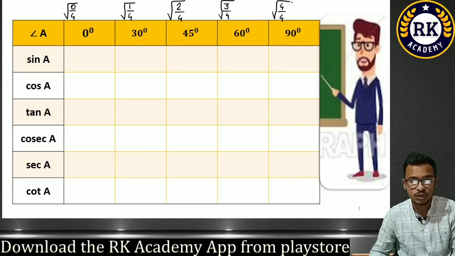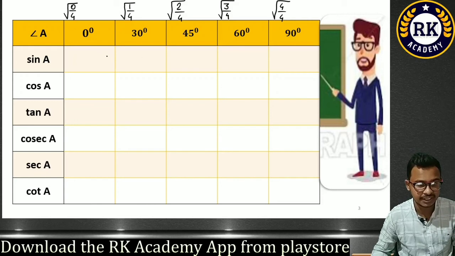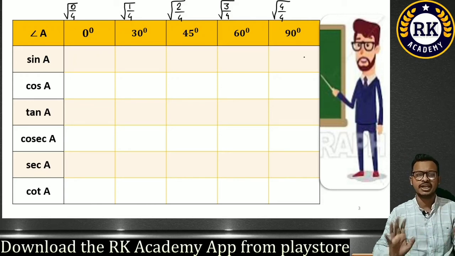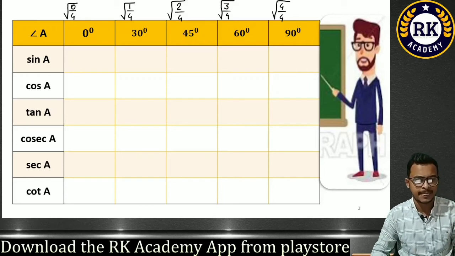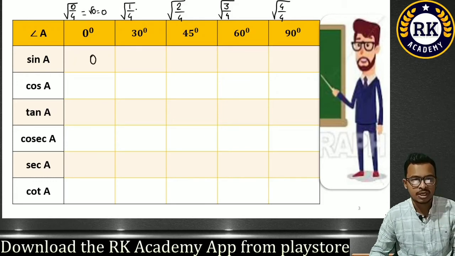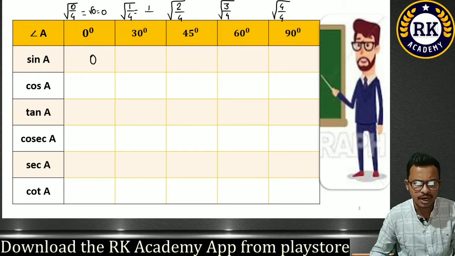And whatever values you get for students will be filled in this column. Okay, that's it. This will create part 1 of your table. So 0 upon 4 will be 0, so root 0 will be 0. So first here it will be 0. This will be root 1 by 4, which means it will be 1 by 2.